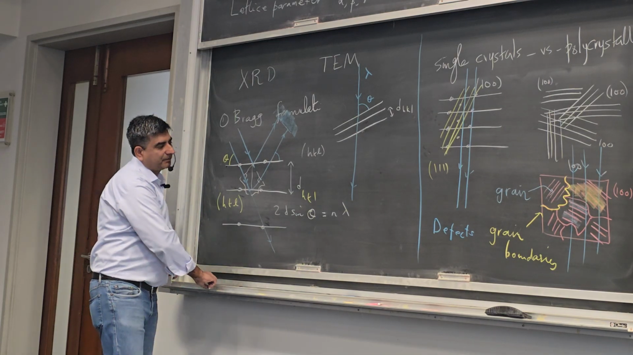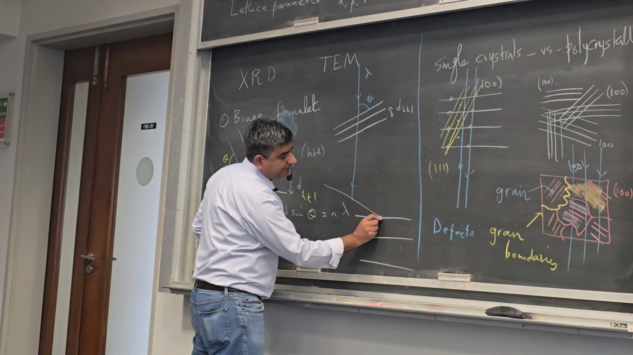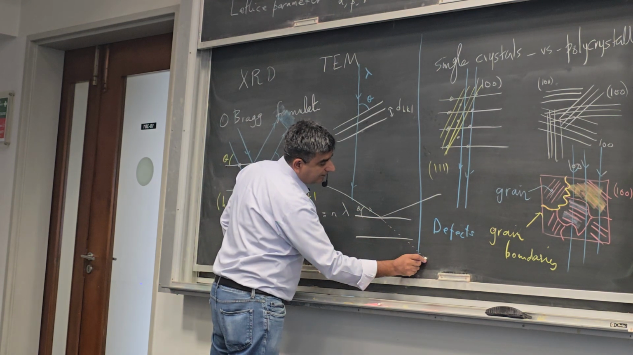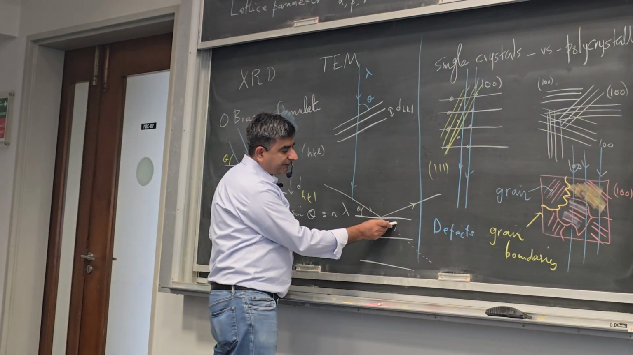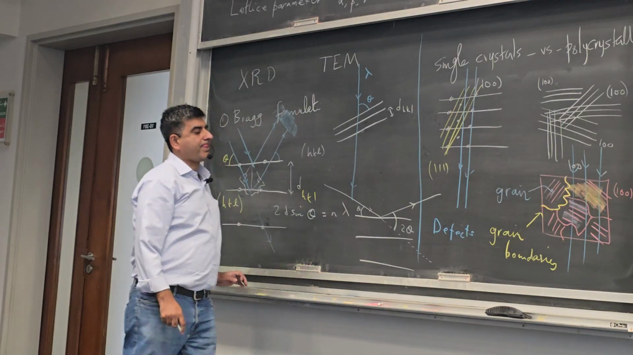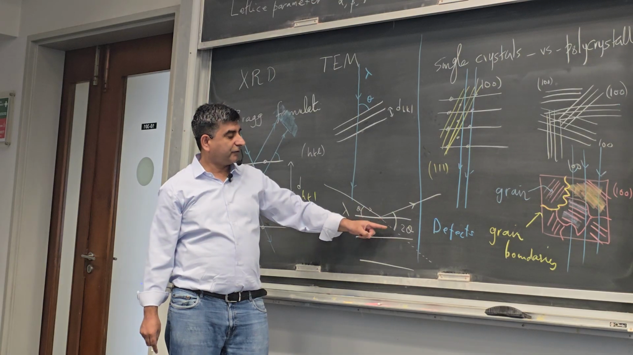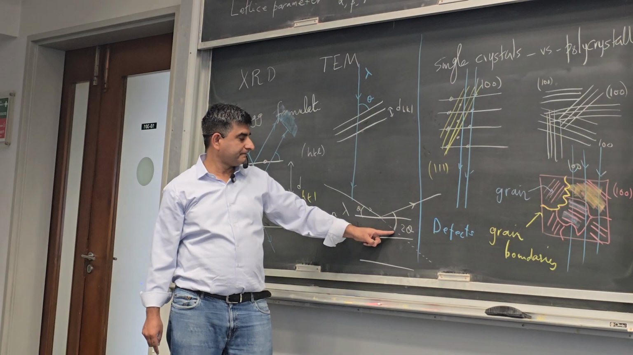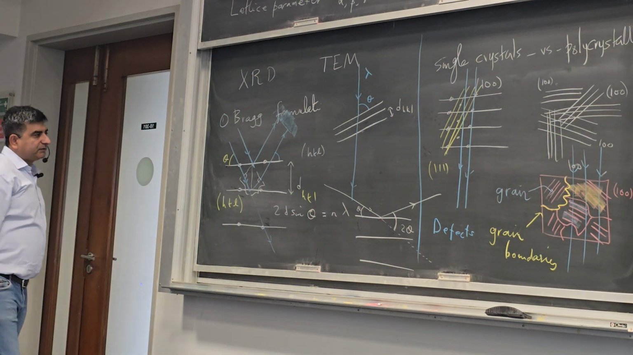So let me redraw this diagram. So if I have planes, some angle theta here, some reflected ray or scattered ray here, this angle is 2 theta, which shows the direction of the scattered ray from the unscattered direction. Okay. I'm going to prove this as well.